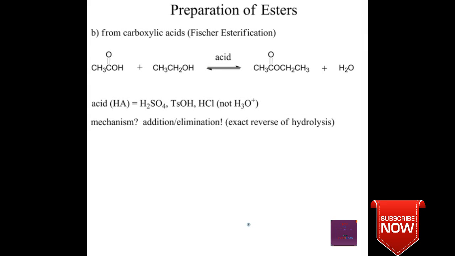Another option is to start with a carboxylic acid and react with an alcohol. This is known as the Fischer esterification, and the substitution reaction occurs in the presence of an acid. What we're doing is swapping the OH group for an OR group. We use ethanol to add in, and ultimately we kick out water.